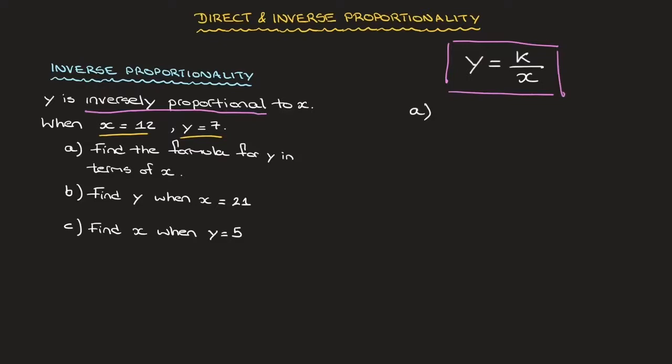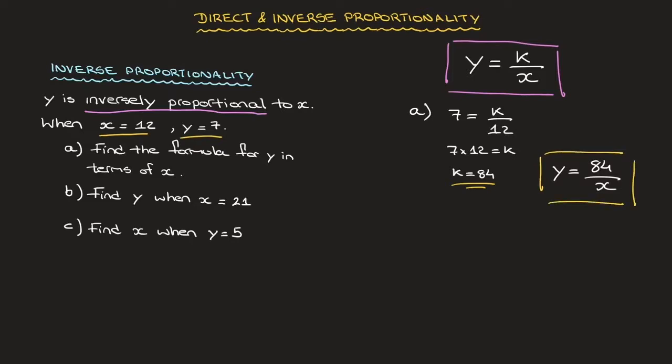So we can go ahead and state that 7 is equal to k over 12. Now, on the right-hand side, k is being divided by 12, so to get rid of it, we multiply both sides of this equation by 12. And that becomes 7 times 12 is equal to k. Finally, since 7 times 12 is 84, we can state that k is equal to 84. And we now have the constant of proportionality. And we can therefore state the formula: y is equal to 84 over x. And that's the first question done.